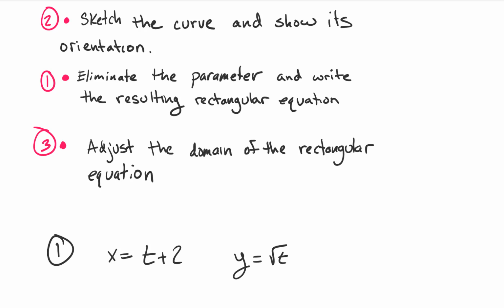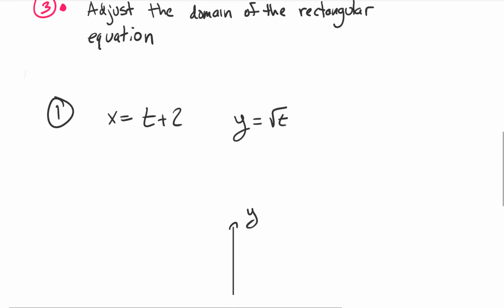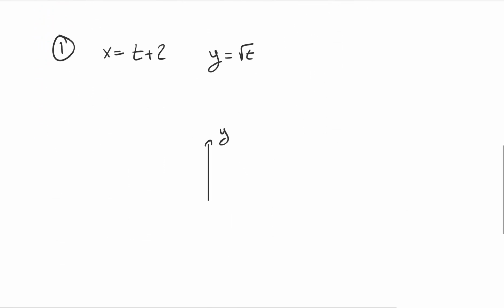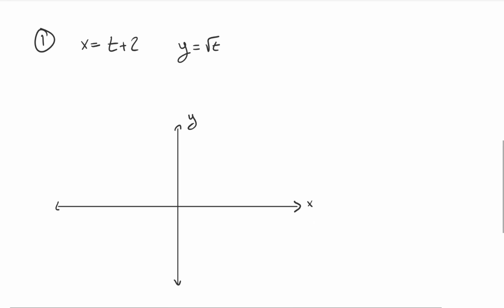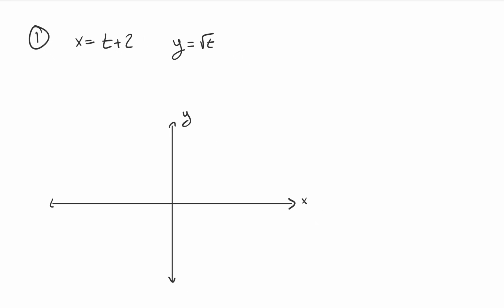Now again, we can make a table. I just don't want to. I want to eliminate the parameter and write the resulting rectangular equation first. All right, so the question's asking us to graph this thing, but I'm like, nah, let's go aside. Let's take a look at this and ask, what do they both have in common? They both have a t.